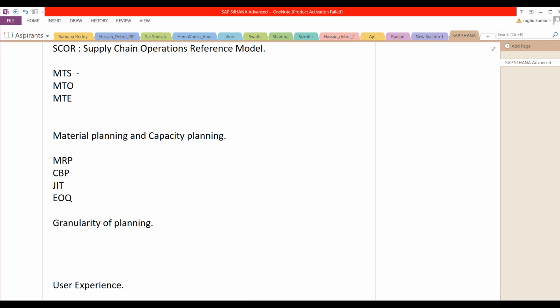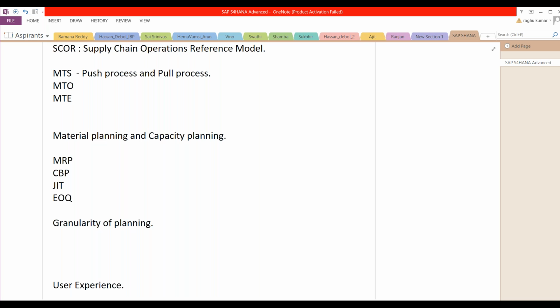When I speak about this, there is something called push processes and pull processes. Have you ever come across these terms? Push process, pull process. Yes, Raghu. Okay, so what is your thought? What is your stand on this? What is a push process and what is a pull process?